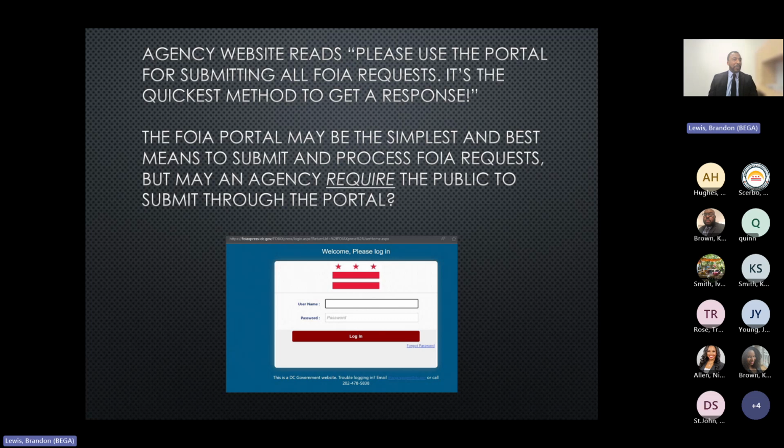Okay, and then next, also please excuse the graphic, it's a little outdated. It says FOIA Express and the district uses GovQA now. However, the principle is still the same. An agency website reads, "Please use the portal for submitting all FOIA requests. It's the quickest method to get a response." The FOIA portal may be the simplest and best means to submit and process FOIA requests, but may an agency require the public to submit through the portal?